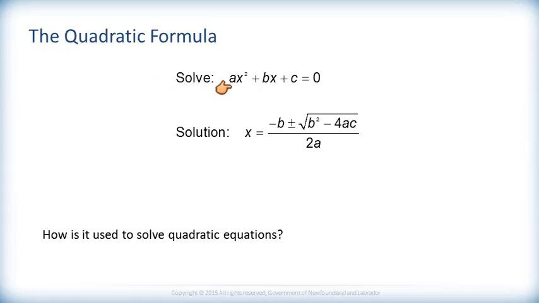If we have a quadratic equation in the form, this is important, in the form ax squared plus bx plus c equals 0, the solution to that equation is negative b plus or minus the square root of b squared minus 4ac all over 2a. Let's see how it's used to solve quadratic equations.